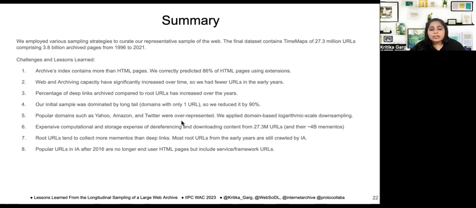We also saw that root URLs tend to collect more mementos than deep links over time. Most root URLs from early years are still crawled by IA. Also, the popular URLs in IA after 2016 are no longer end user HTML pages, but they include service or framework URLs.